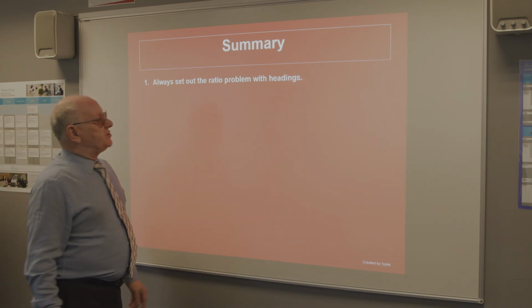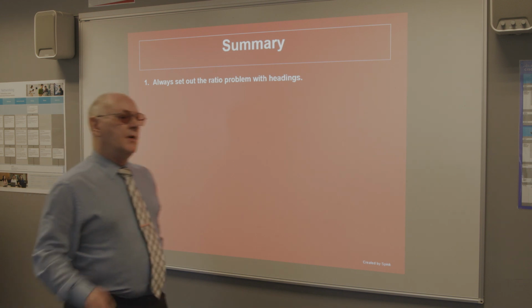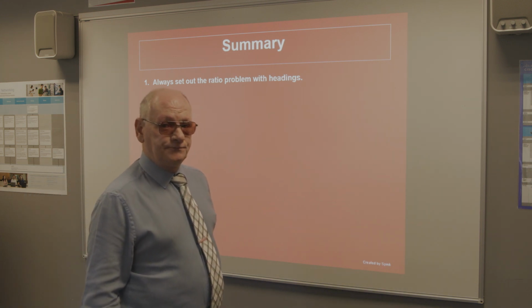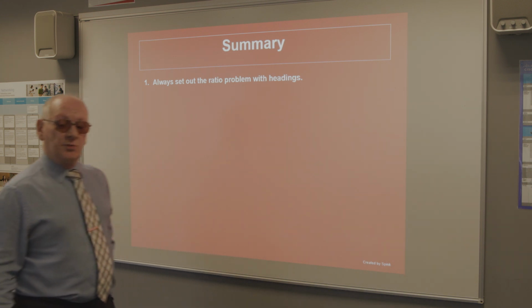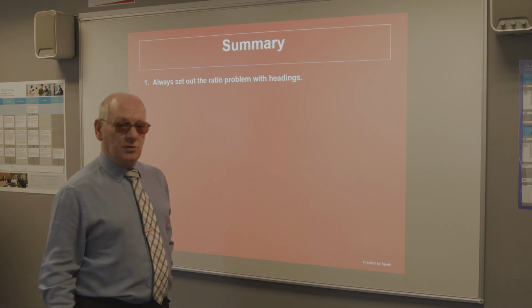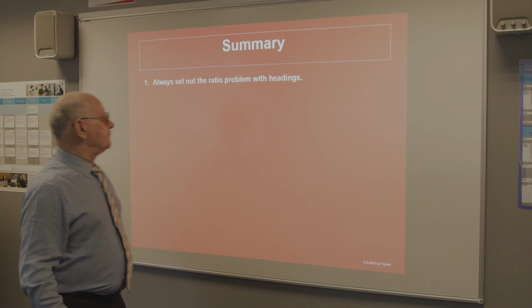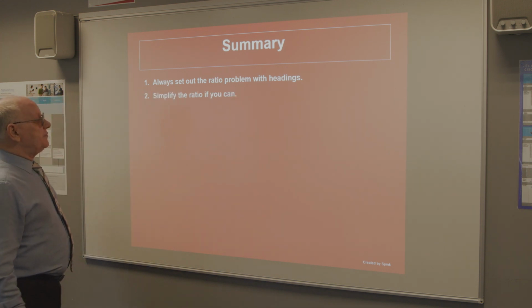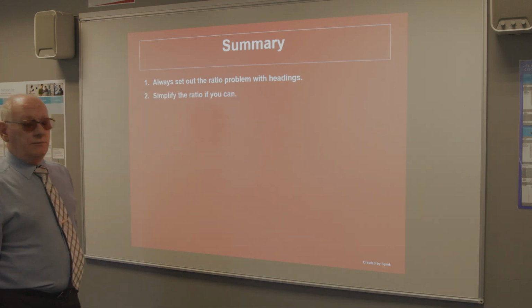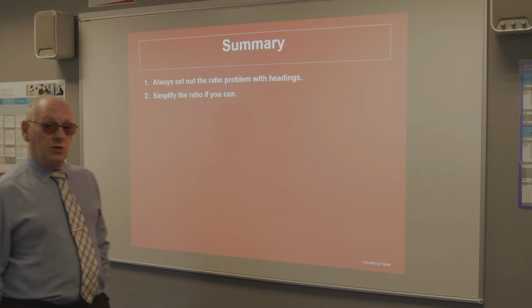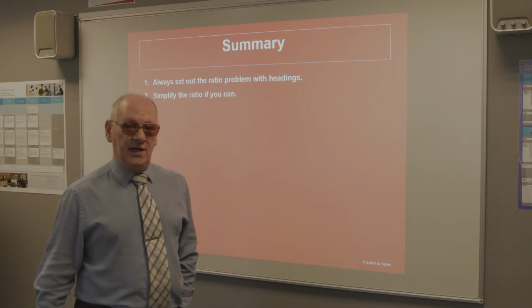Always set out the ratio problem with headings. Don't always do that. It's not always a good idea. Sometimes it's a good idea, sometimes it's not such a good idea, and I'll show you why in a bit. Simplify the ratio if you can. If it's already 1 to something, then you can't simplify that anymore.